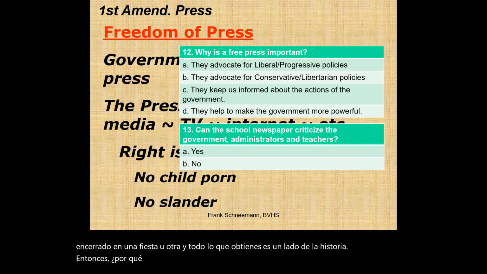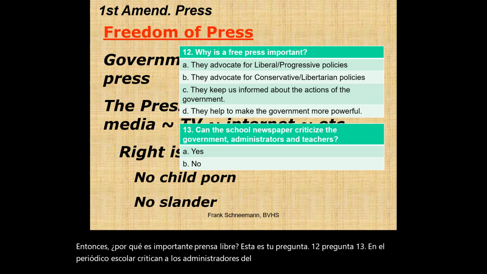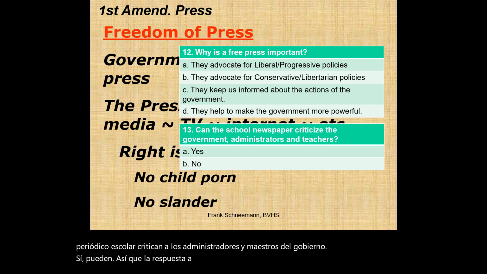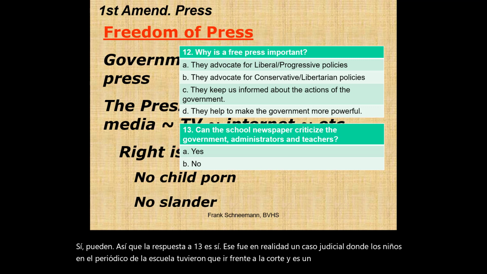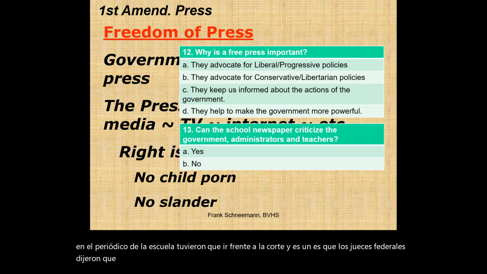Here's your question 12. Question 13, can the school newspaper criticize the government, administrators, and teachers? Yes, they can. So the answer to 13 is yes. That was actually a court case where the kids in the school newspaper had to go in front of the courts, and the federal judges said you can criticize it. A school newspaper is just like a regular newspaper.